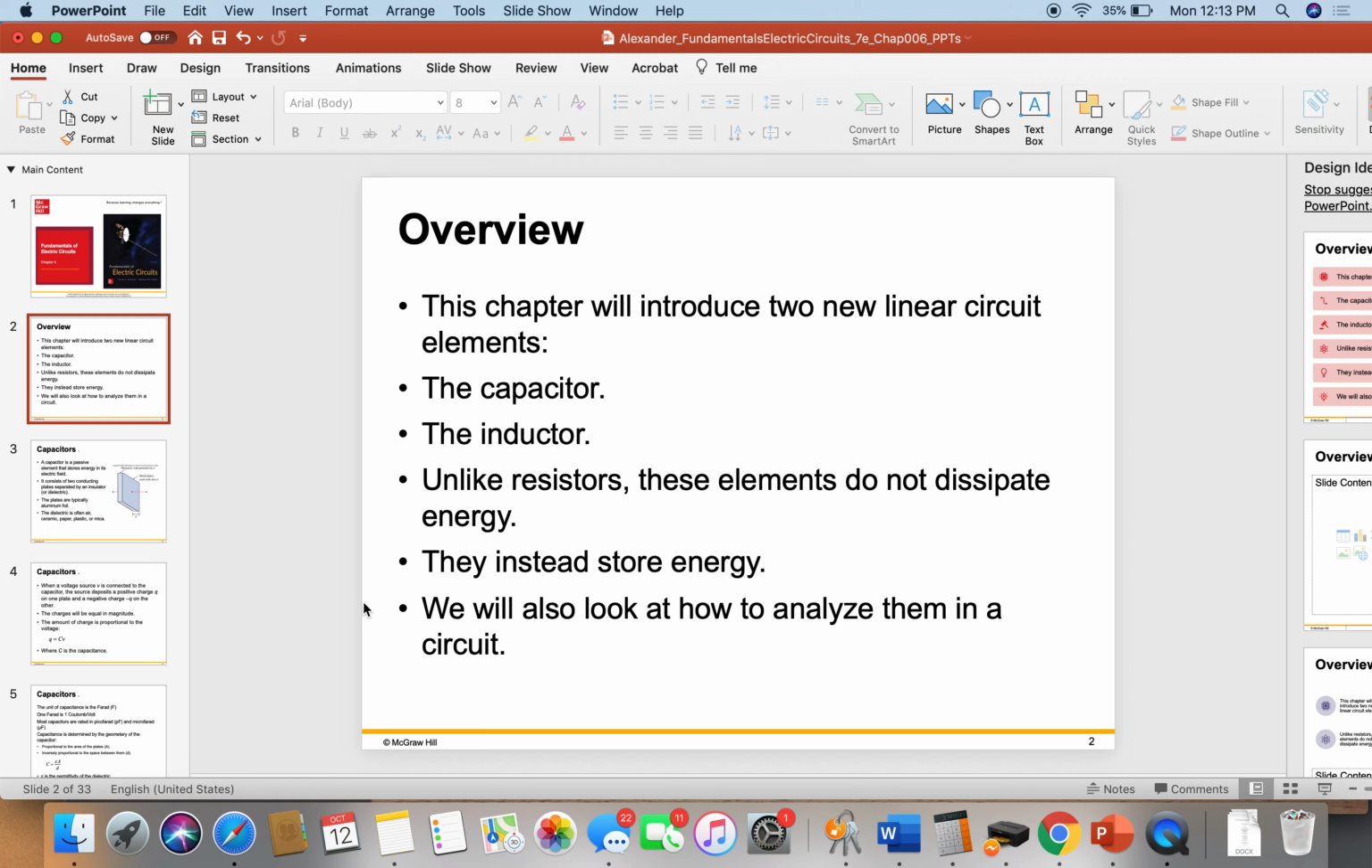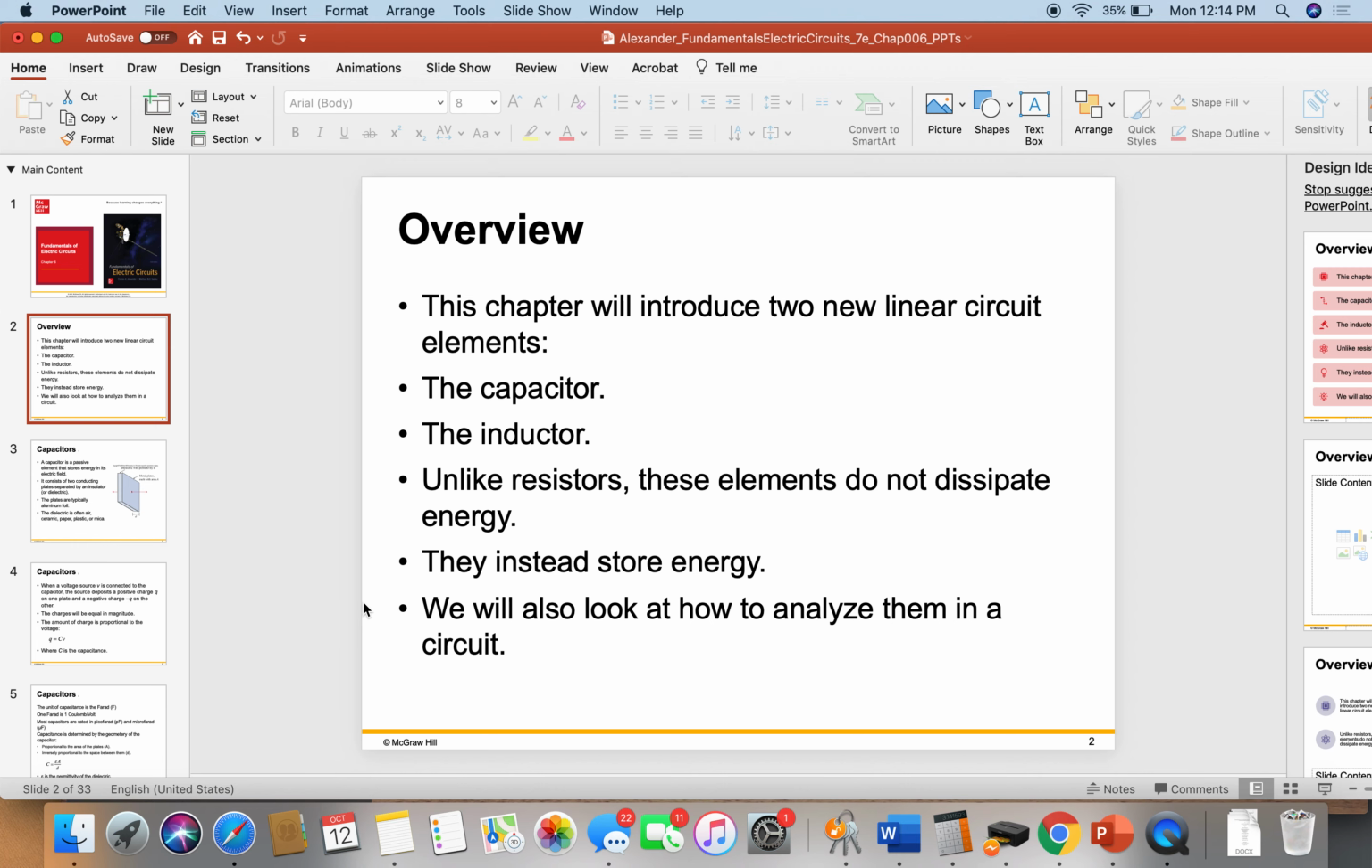These elements are different from resistors in that they don't dissipate energy. What a resistor really does is take electric power and convert it to heat. The ideal capacitor and inductor are not going to do that. They're going to store the energy. So the bullet point says they instead store energy, but you need to be aware that in a circuit, capacitors and inductors are capable of storing and releasing energy. That's part of how they function.